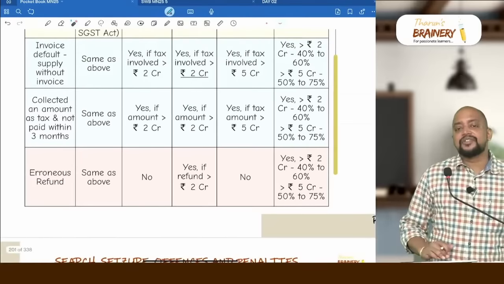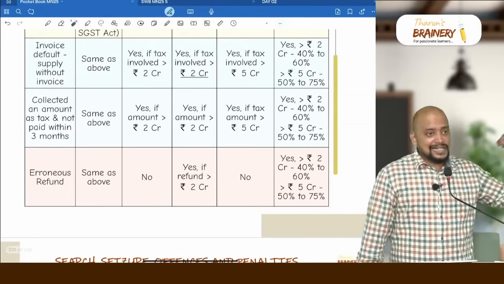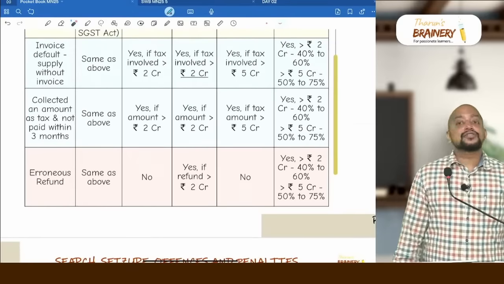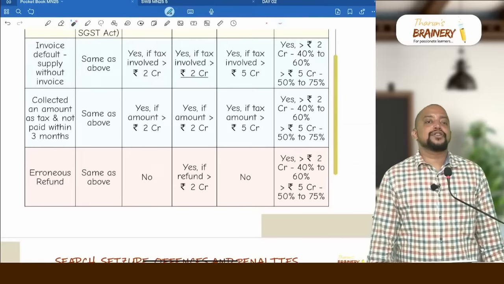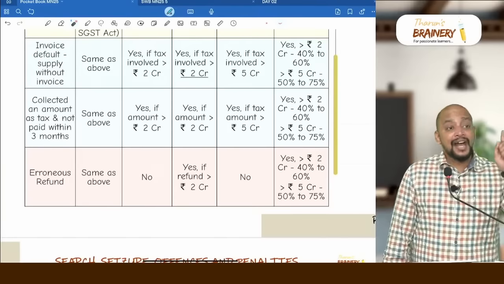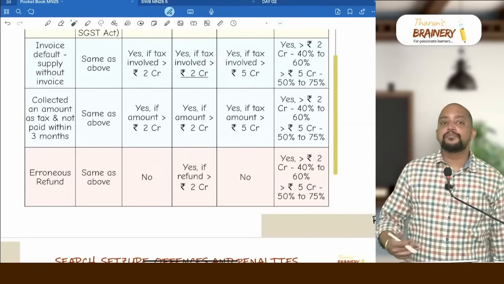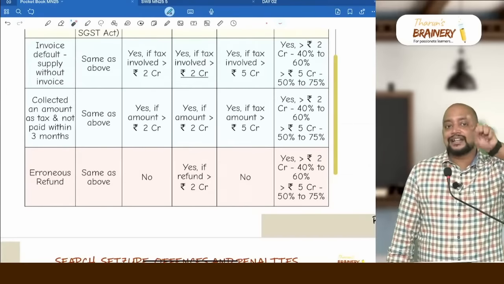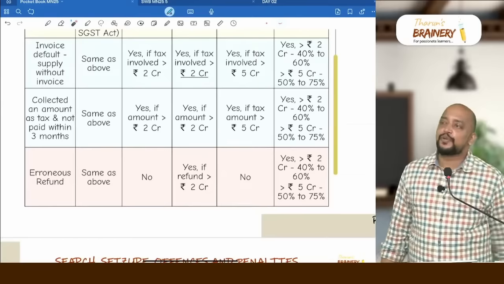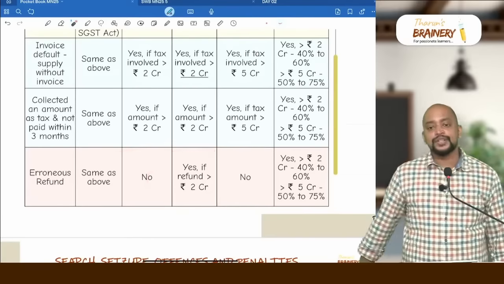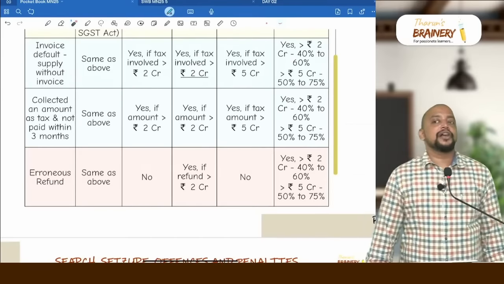Then erroneous refund. Erroneous refund penalty: same as above. And arrest: no, there is no arrest in case of erroneous refund because arrest is only in case of IIC. So no arrest. And is there a possibility of imprisonment? Yes, because in IIC bit, E is there, so imprisonment is possible if it exceeds 2 crores. Will it come under cognizable and non-bailable?